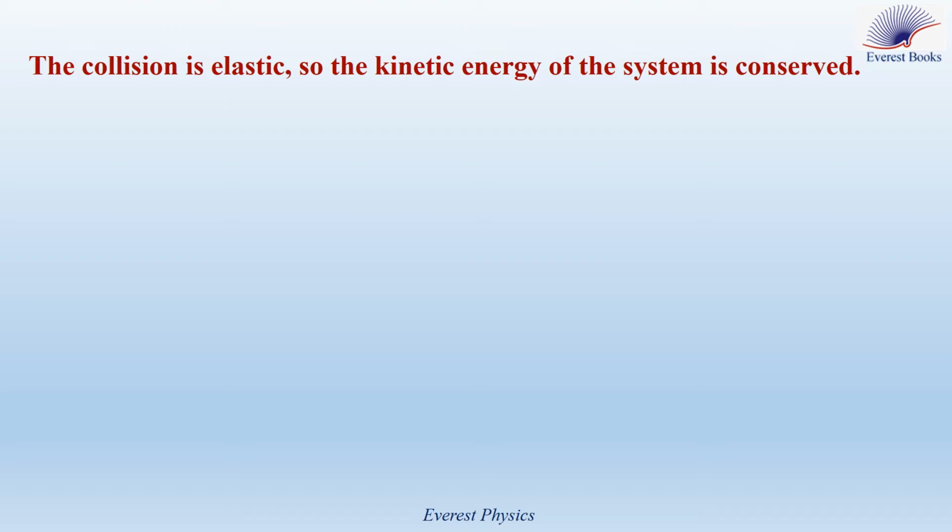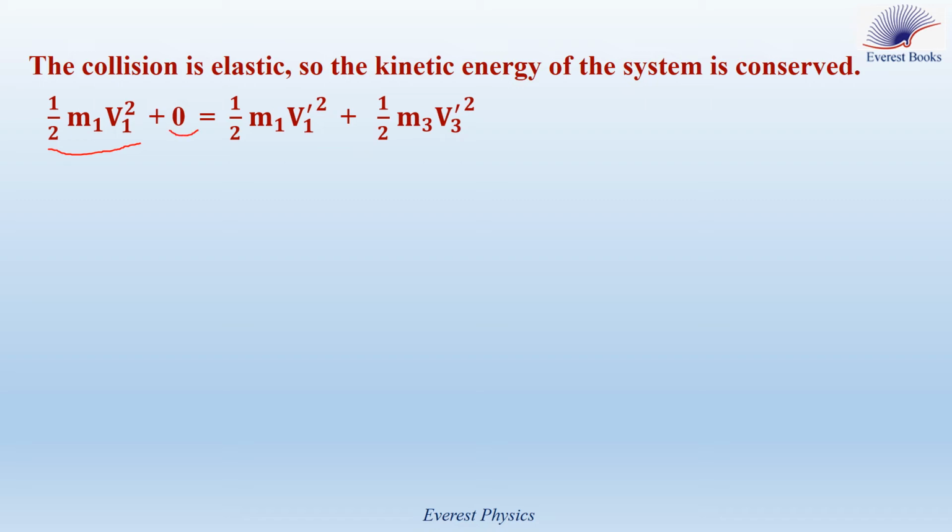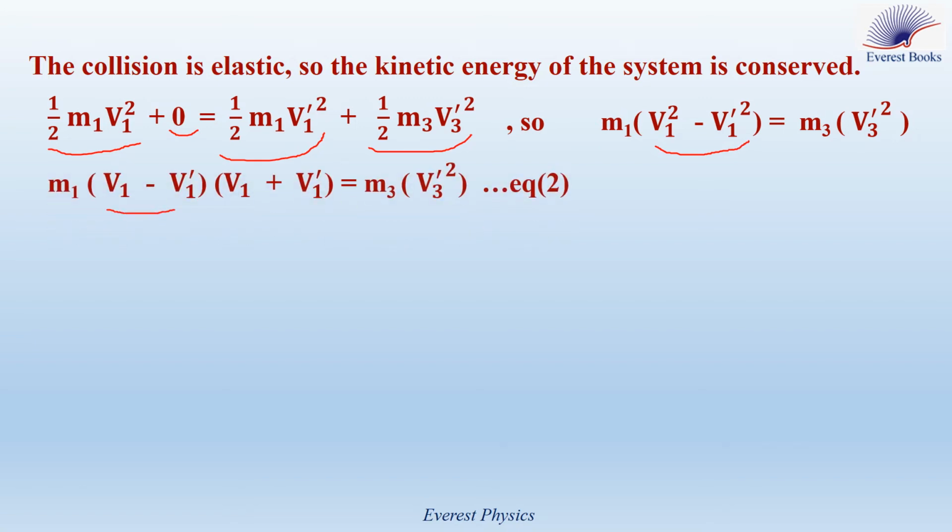Then, the collision is elastic, so the kinetic energy of the system is conserved. So one half m1 v1 squared, which is the kinetic energy of block A before collision, plus 0, which is the kinetic energy of C before the collision, is equal to one half m1 v1 prime squared, which is the kinetic energy of block A right after the collision, plus one half m3 v3 prime squared, which is the kinetic energy of block C right after the collision. Now rearrange by taking m1 as a common factor on the left side, we get a new equation. As you know, v1 squared minus v1 prime squared is equal to (v1 minus v1 prime) times (v1 plus v1 prime). Now we have got a new equation, which is equation 2.